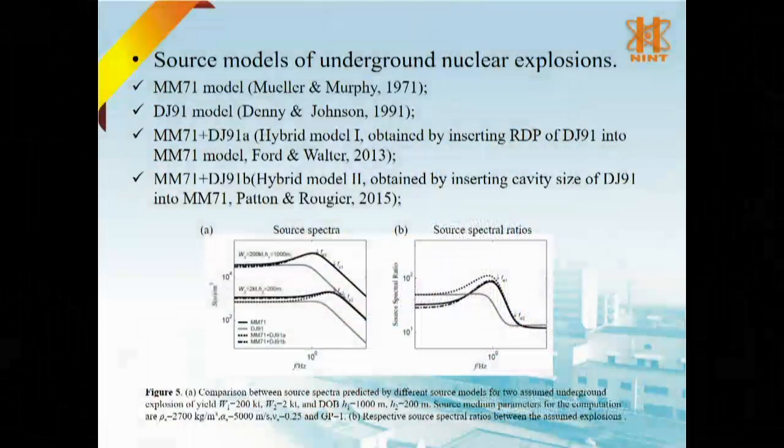We used four different source models for underground nuclear explosions for the study. This includes the model by Mueller and Murphy in 1971, and the Denny and Johnson model in 1991, and the two hybrids between them. And the differences between these models are shown in this slide.